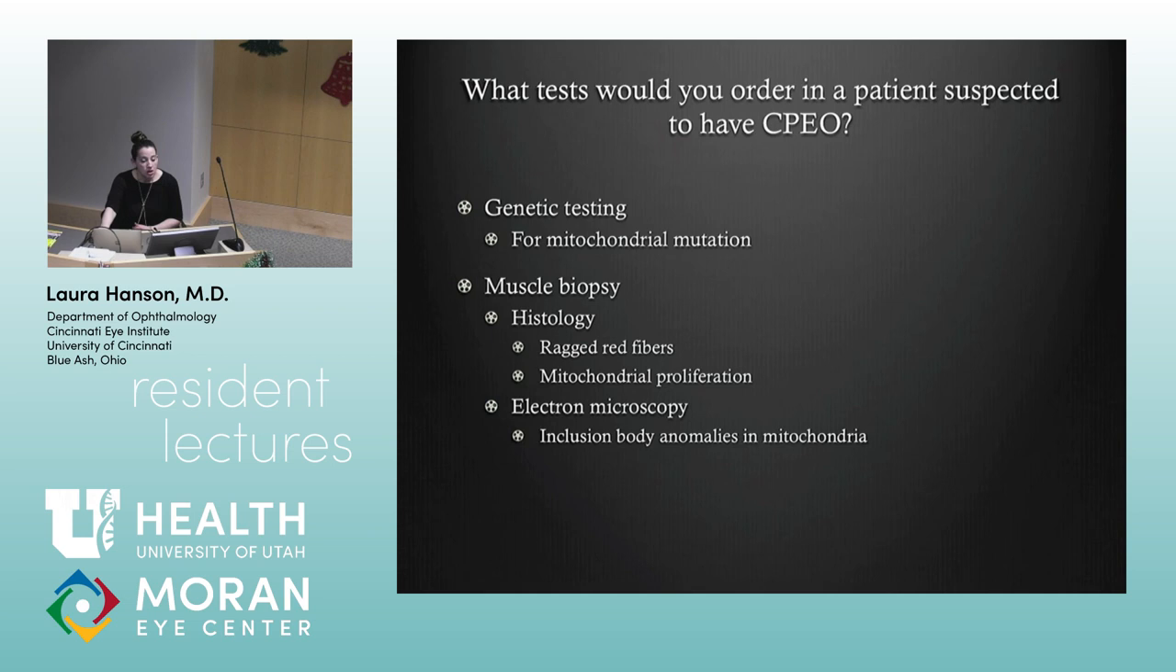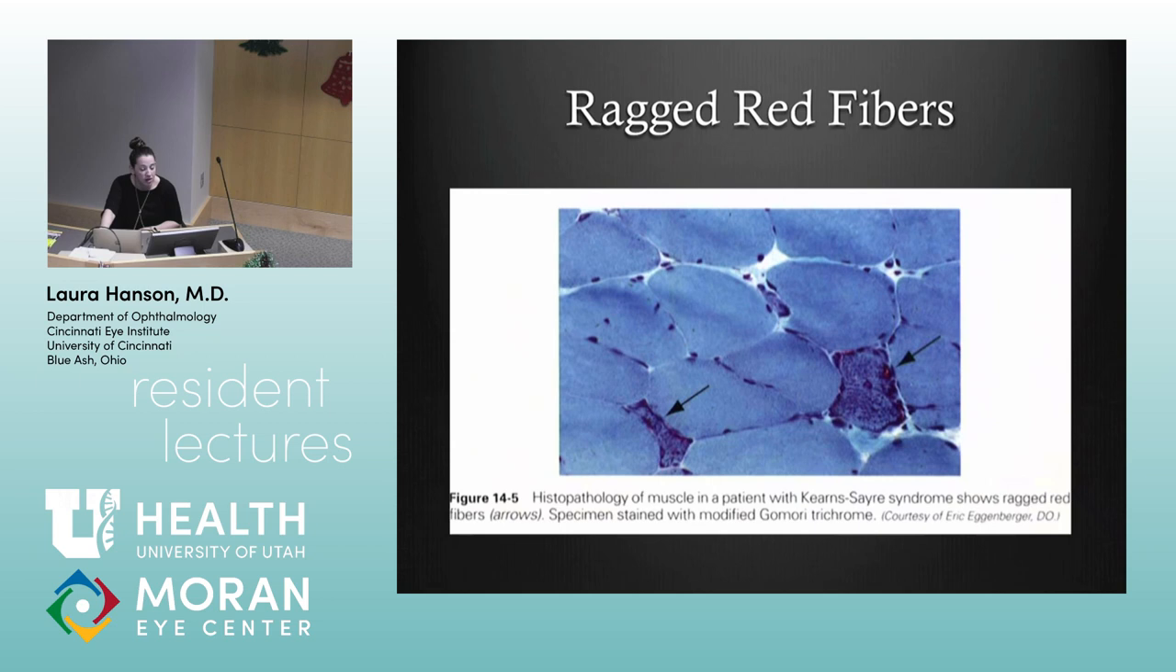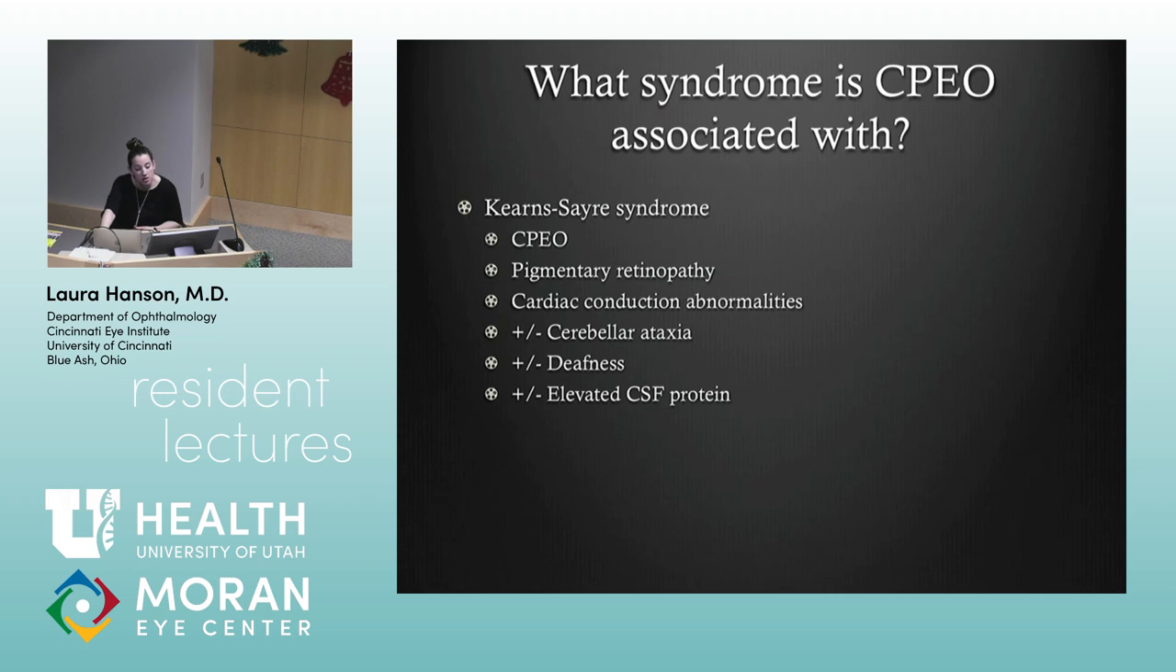So in order to diagnose it, you can do genetic testing and you get a muscle biopsy looking for the ragged red fiber. So this is the Gomori trichrome stain in a Kearns-Sayre. So this you definitely have to know. Kearns-Sayre is the syndrome that's associated with CPEO, and the cardiac conduction abnormalities can kill them. Does anybody know what the finding is in EKG? Like, what are you actually looking for? Prolonged PR. They get heart block. But everybody with CPEO should have a hearing test, an EKG, and an LP.